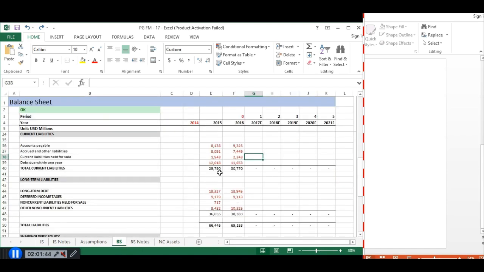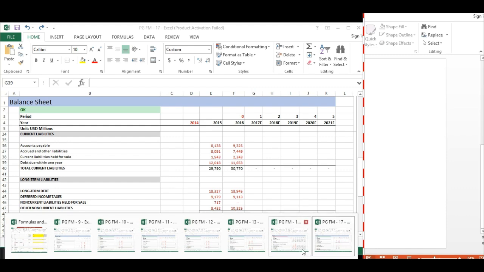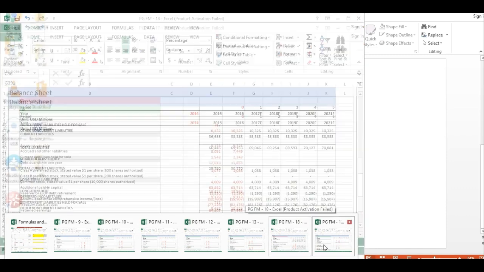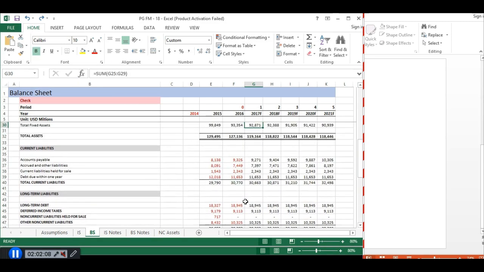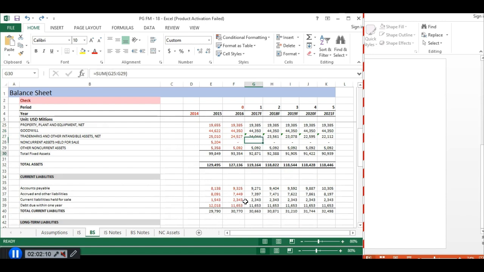Current liabilities held for sale, just like current assets held for sale, you just stretch it. Debt due within 1 year. Assuming that any debt which becomes due will be paid, and any additional debt which is taken will be paid, it also remains the same. Now, current liabilities held for sale.